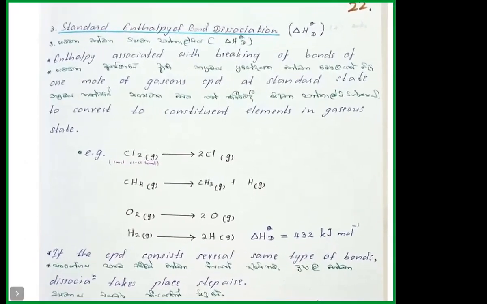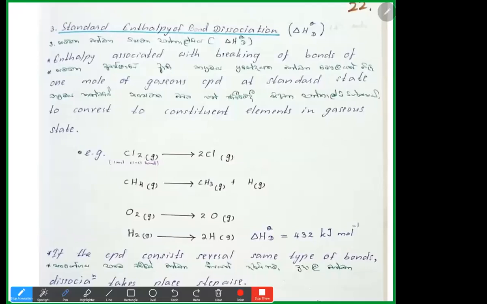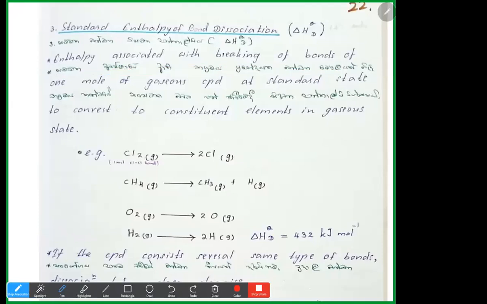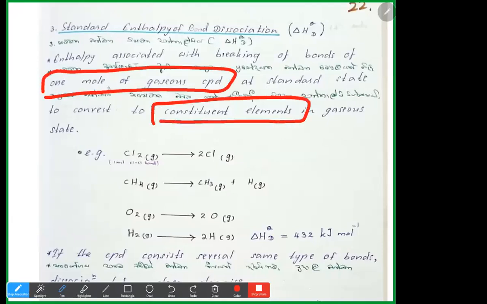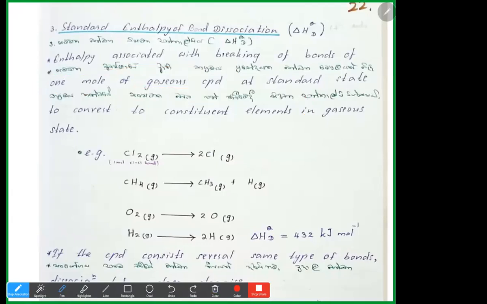Bond dissociation. Okay. So again, enthalpy associated with breaking of bonds of how much? 1 mole of gaseous compound at standard state converting to constituent elements. So you are making constituent elements by breaking bonds. Okay. So always this side 1. And see, you are breaking also 1 bond. Here, this is very obvious: 1 single bond, double bond or triple bond. But here you are just breaking 1 CH, and that is this.